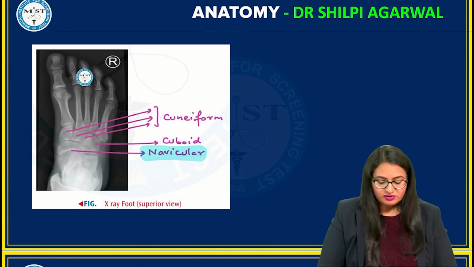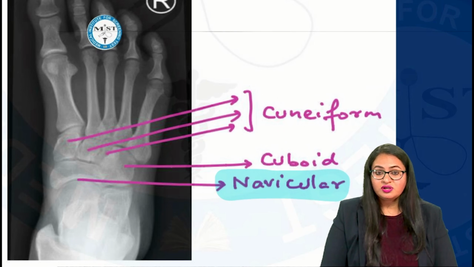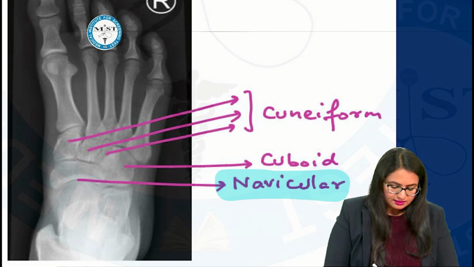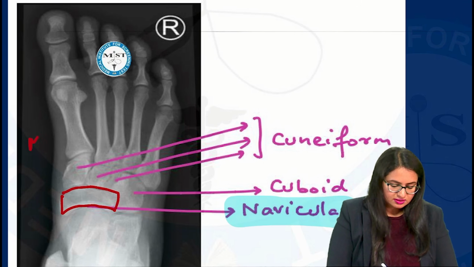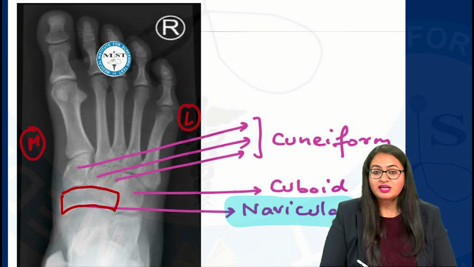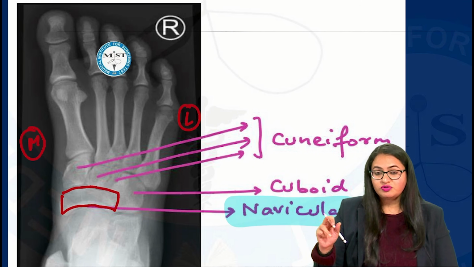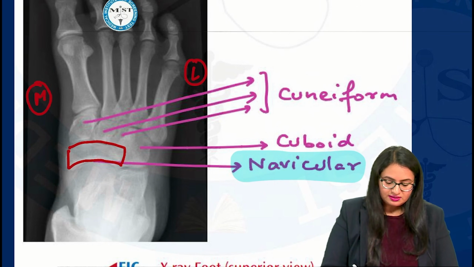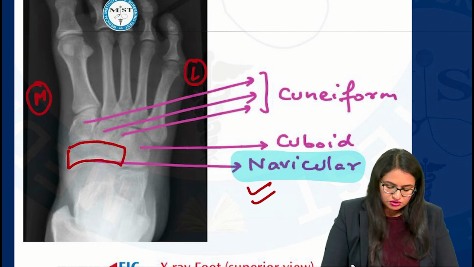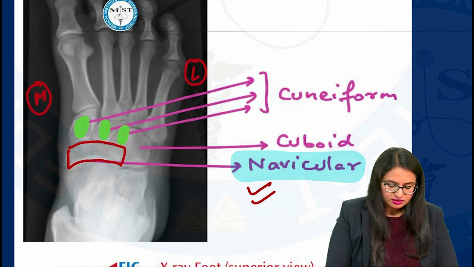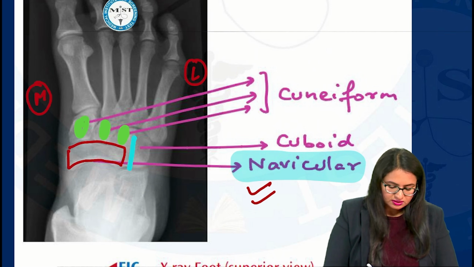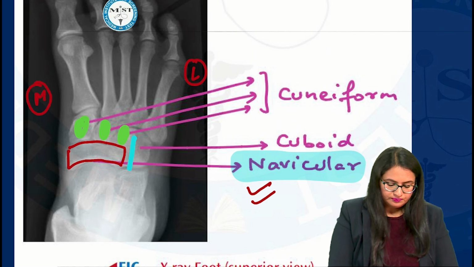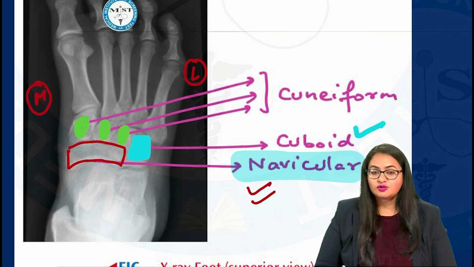And if this X-ray is given, this is the superior view over here. So you can very well see that this boat-shaped bone, which is present towards the medial side, this is the medial and the lateral side of the X-ray. So this boat-shaped bone which is present towards the medial side is navicular. Just anterior to it, you are having these three cuneiforms, and on the lateral aspect, this bone is the cuboid.